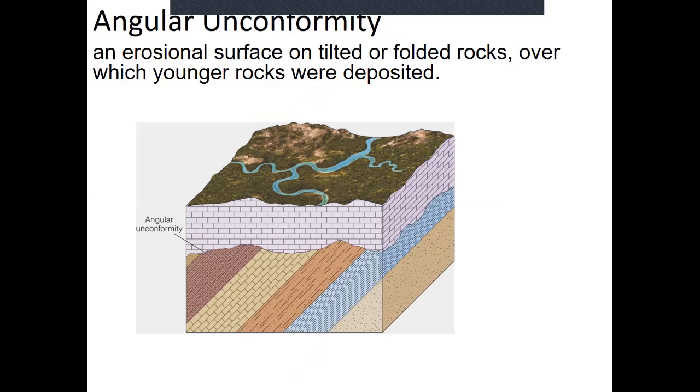The next type of unconformity is an angular unconformity. An angular unconformity is an erosional surface that exists in either tilted or folded older sedimentary rocks and is overlain by younger horizontal sedimentary rocks. So here's the older tilted or folded. These ones are tilted, and then the younger ones are horizontal. So there's an additional step here than there is in the disconformity, where the older rocks have to be tilted or folded.